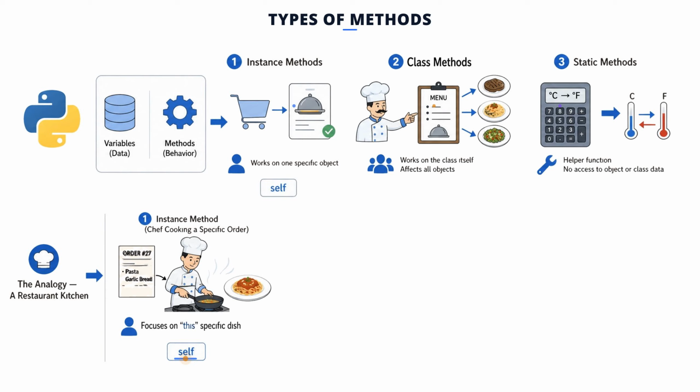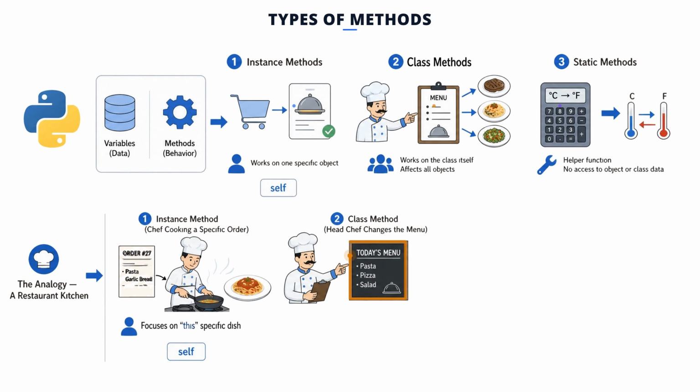Moving to the middle, a class method is comparable to the head chef changing the entire restaurant's menu for the day. This action does not just affect one plate, it changes the rules for the whole kitchen and every meal served thereafter. In code, this higher-level action is represented by the keyword cls, which stands for the class itself.